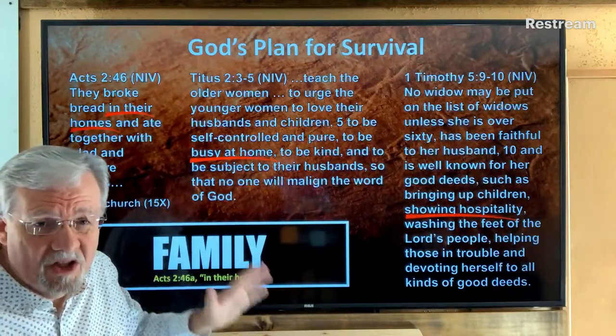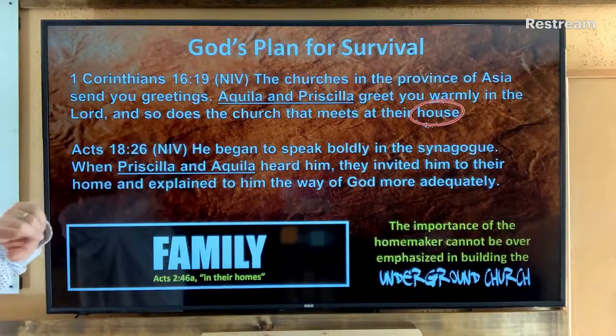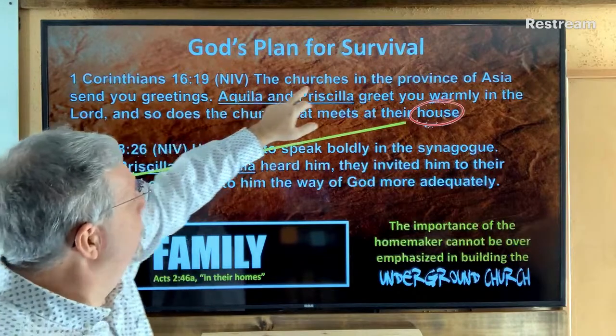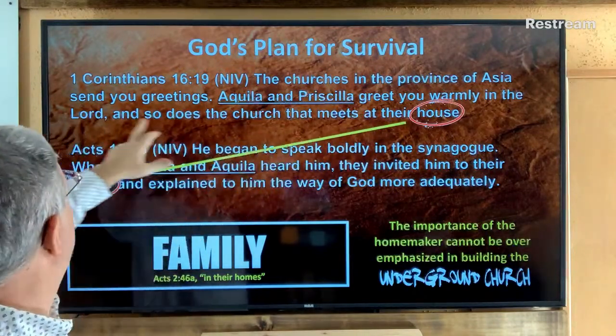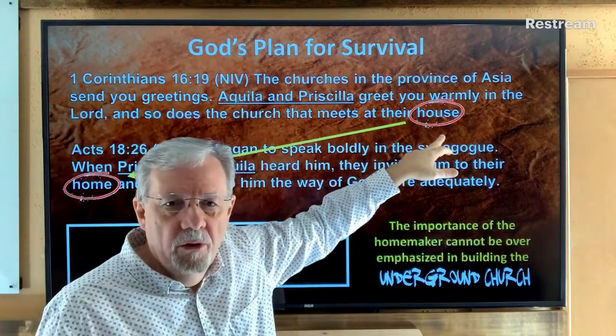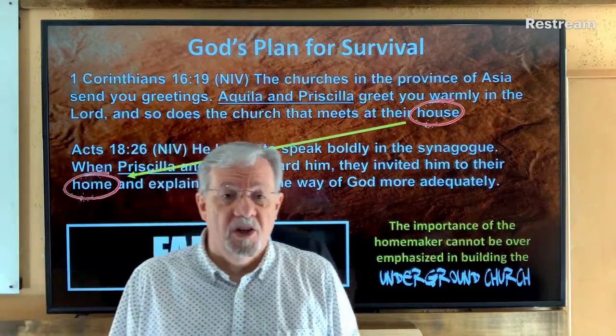Now, that said, watch these next passages. 1 Corinthians chapter 16 and verse 19. The churches in the province of Asia send you greetings. Aquila and Priscilla greet you warmly in the Lord, and so does the church, watch it, that meets in their house. That's family. This Aquila and Priscilla couple, they are some kind of couple.